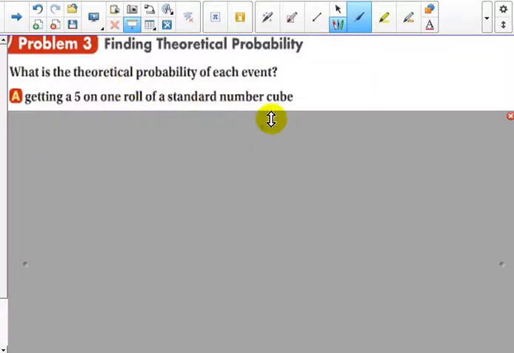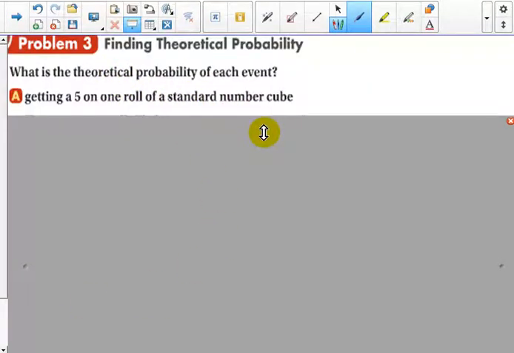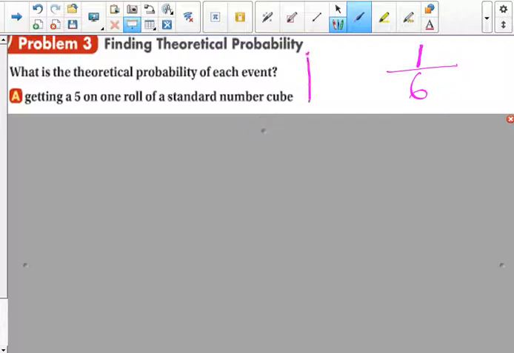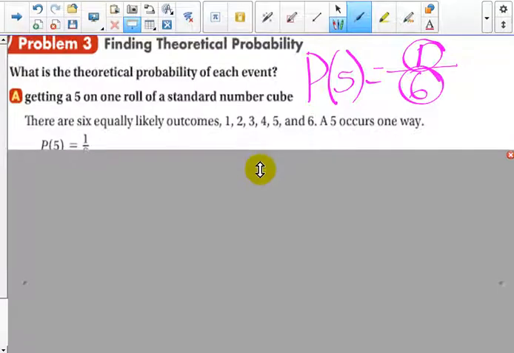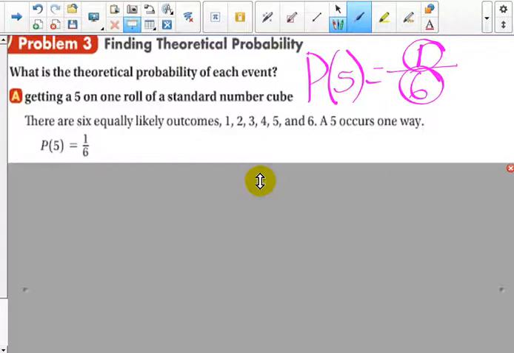Okay, so what is the theoretical probability of each event? A says getting a 5 on one roll of a standard number cube. Well, we know there's 6 likely outcomes, but 5 is just one of those, right? So if we roll that dice one time, we have a 1 out of 6 chance of getting that 5. Everybody see that? Any questions about that?